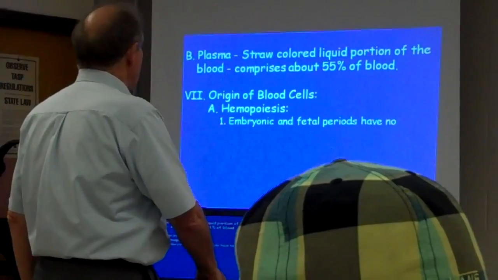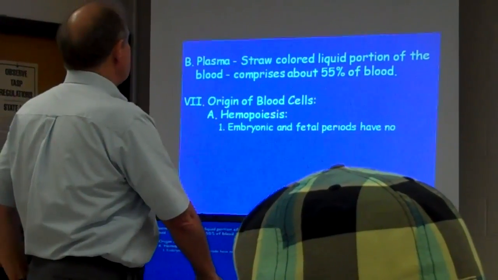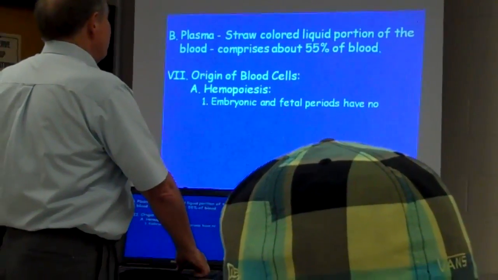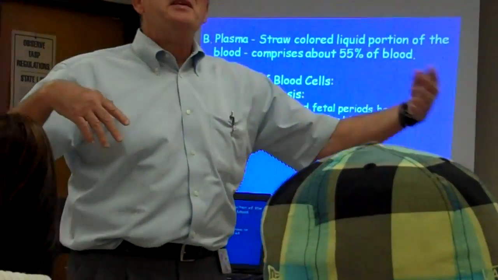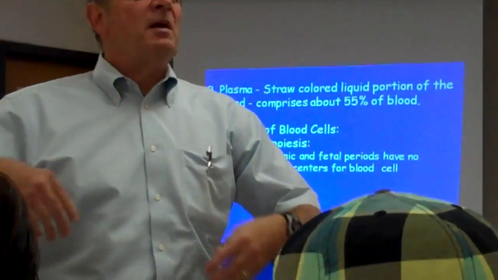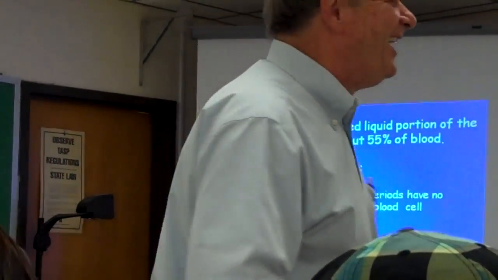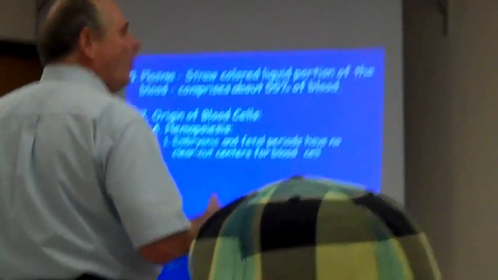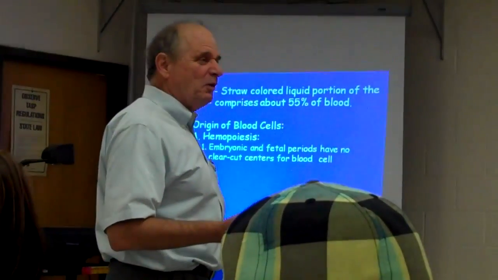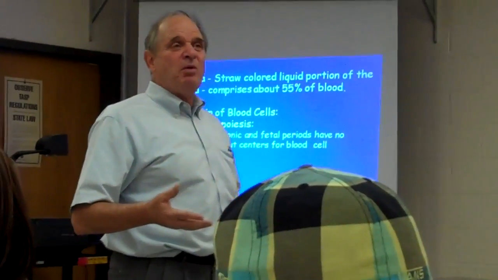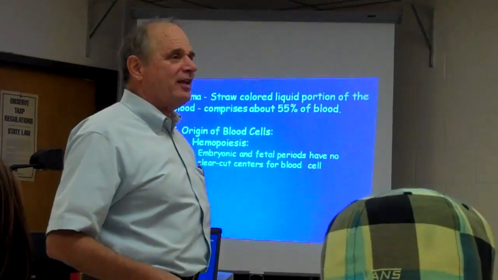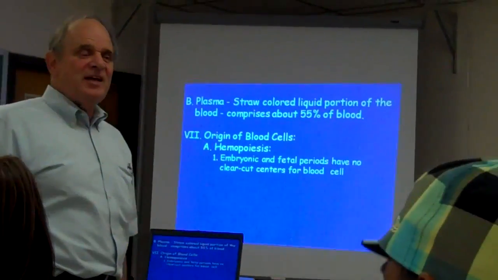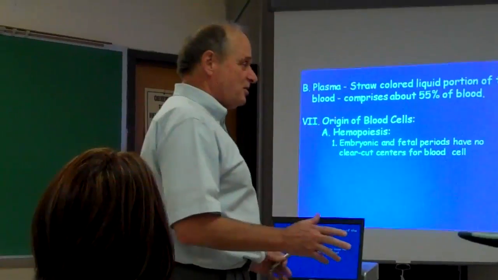Anyway, right here, everybody, the embryonic and fetal periods of the blood, red blood, have no clear-cut site. Remember the mesenchyme? Remember the liver? Remember the spleen? You remember how all those things come into play in the formation of blood. And who's the main player in blood cell formation in us? Bone marrow. Don't ever forget that one. The bone marrow is the main player in the formation of blood.